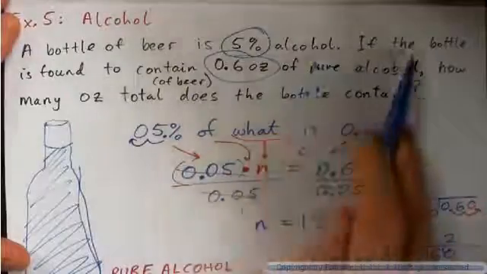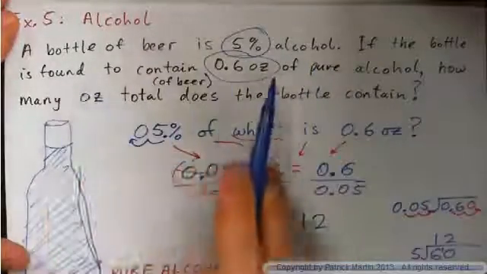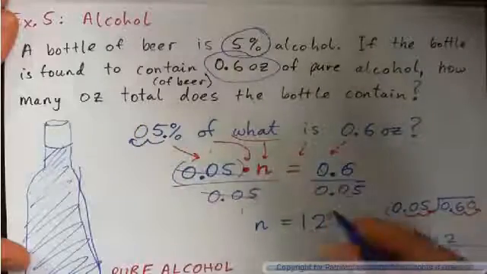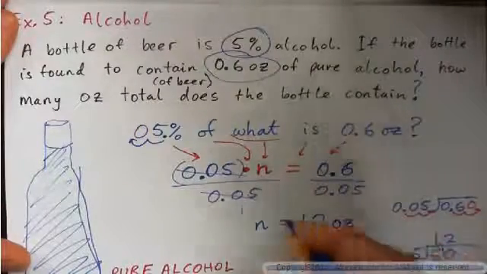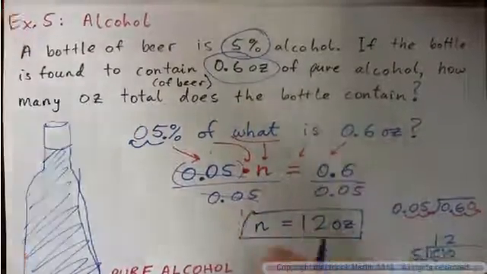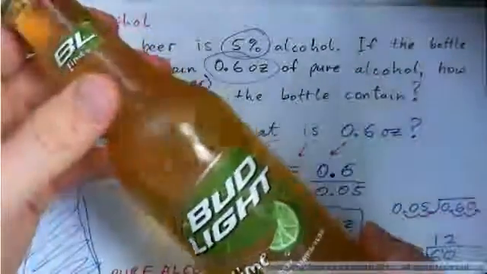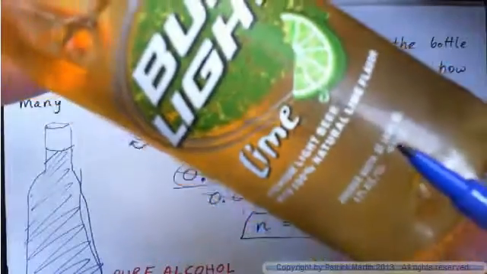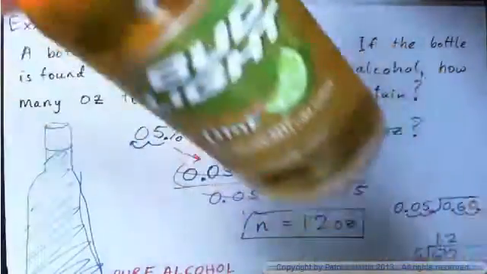A bottle of beer is 5% alcohol. If the bottle is found to contain 0.6 ounces of pure alcohol, how many ounces does the bottle contain? How many ounces? The answer is 12 ounces. And yes, indeed, if you look really closely, it is a 12-ounce bottle of beer. Well, you might know that already.